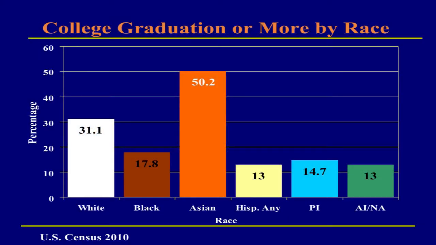We think everyone is going to college. Not true. Everyone here might have, right? But for the United States, according to Census 2010, only about 31% of whites. Blacks, 18%, Asians, 50%, Hispanic, any race, 13%, Pacific Islanders, 15%, American Indian, Native Alaskan, 13%. Not everyone is getting education. And I'm telling you that education is important to have a good health outcome.